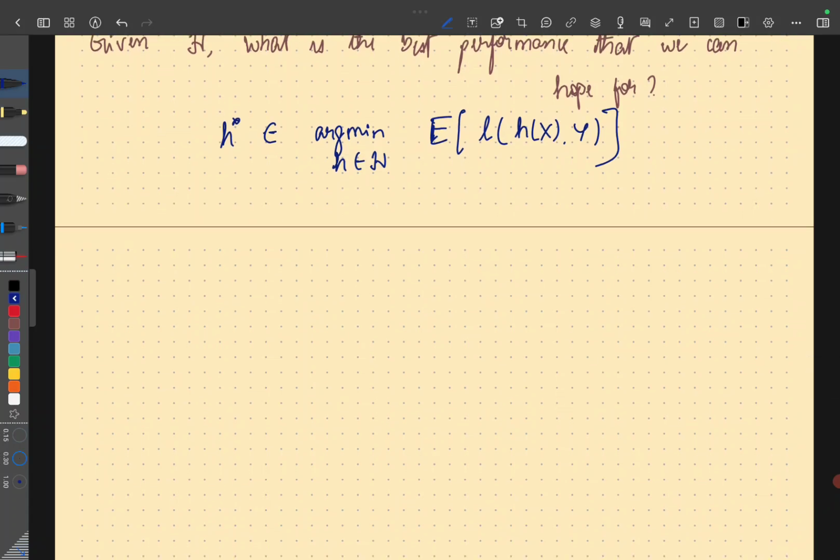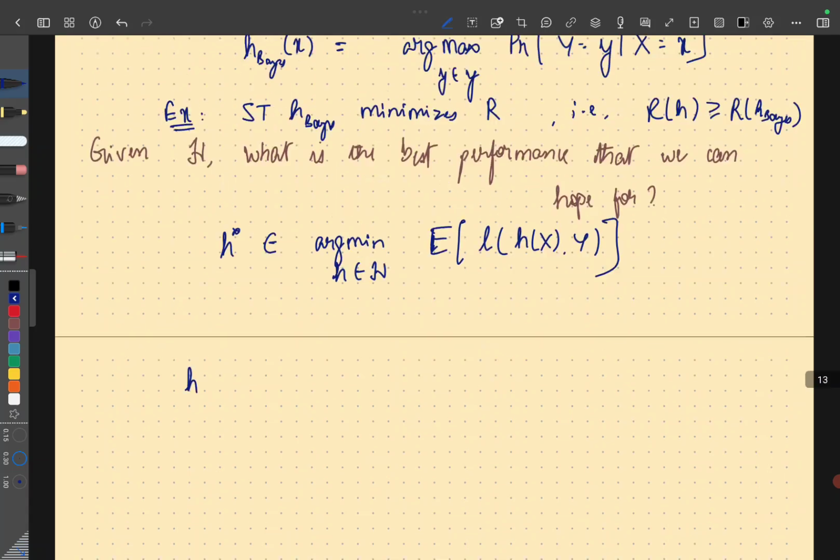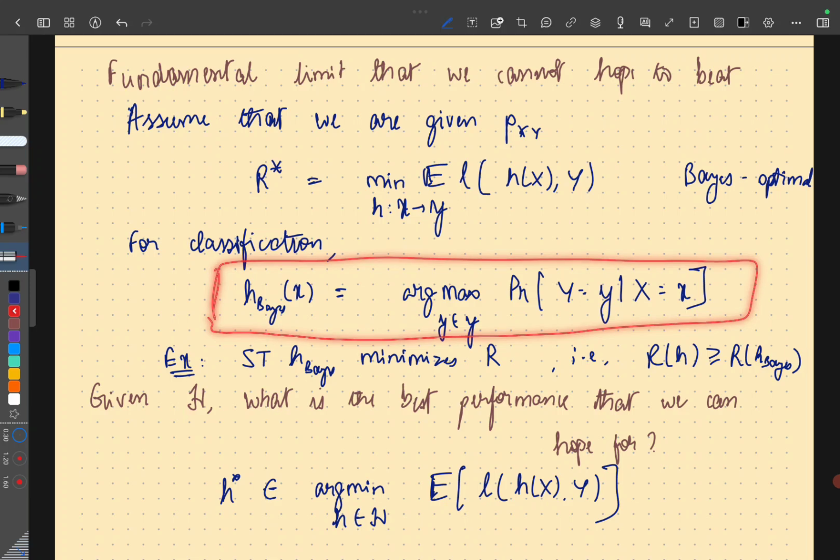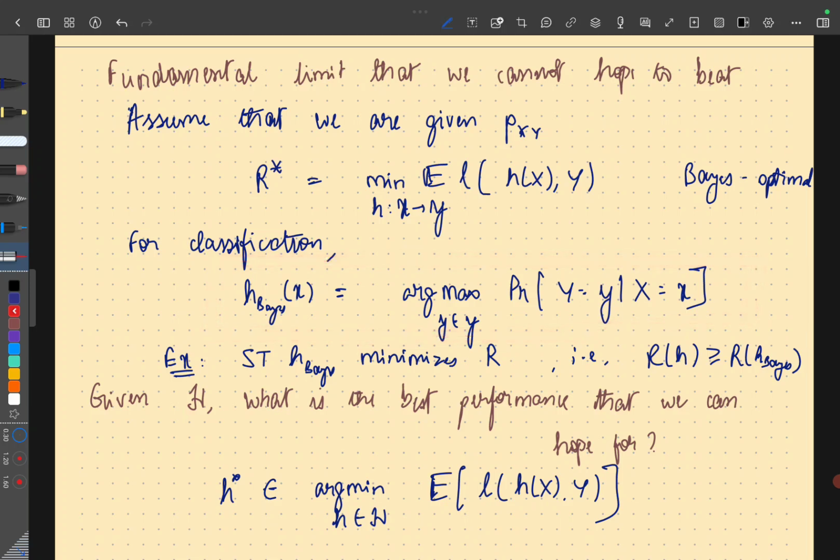Okay. So now let's suppose that, Sir, in the classification we wrote on the last slide, H Bayes of X is a function, true. And the right hand side is what is written, argmax of Y. Correct. So Y is a function. No, Y is a variable.